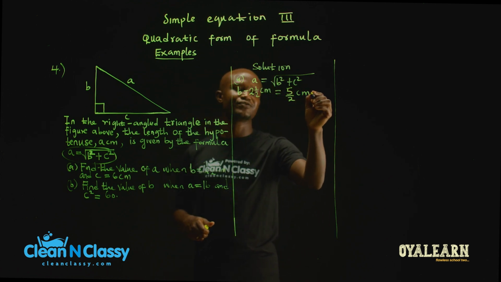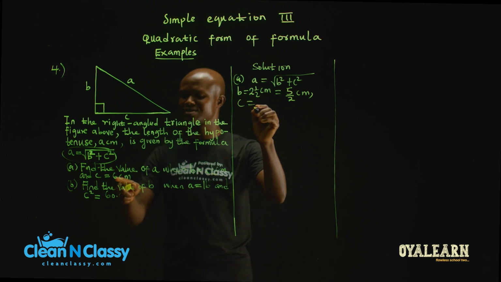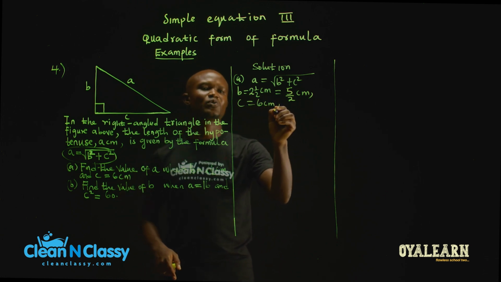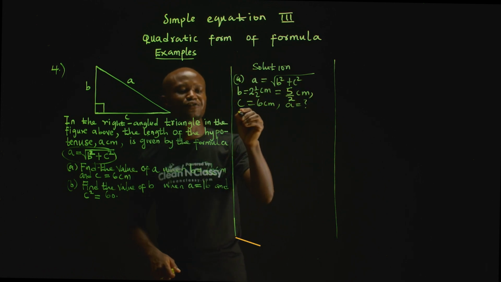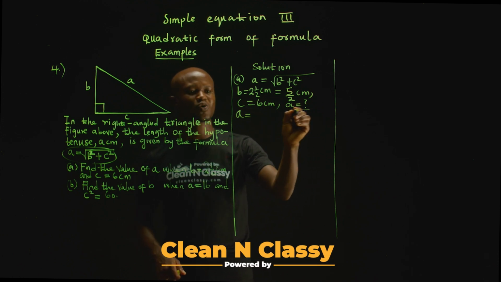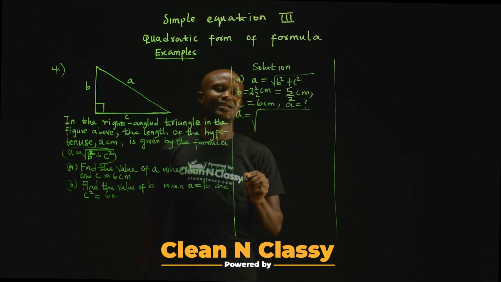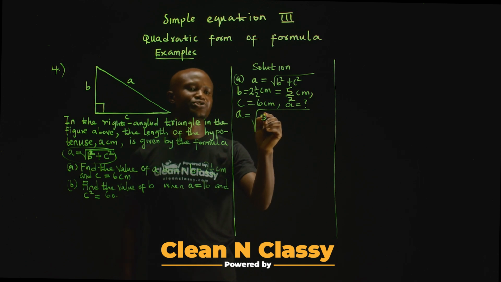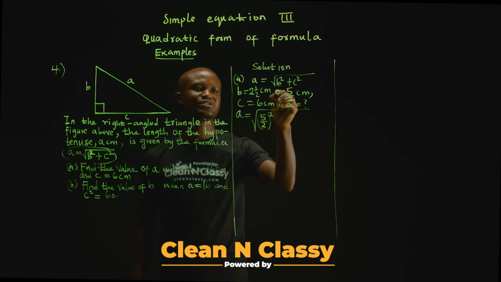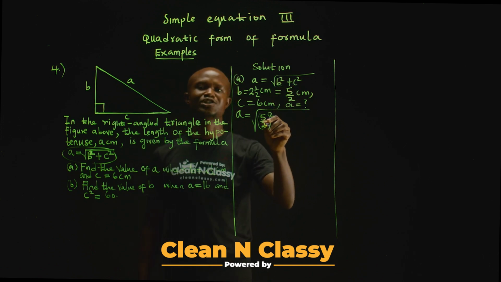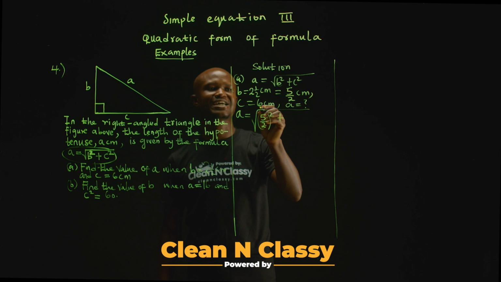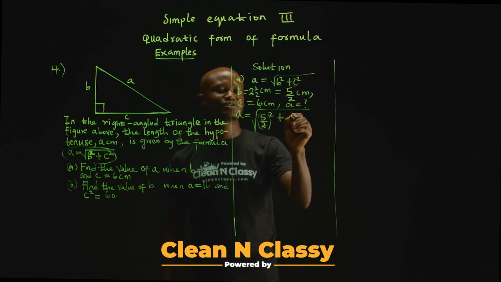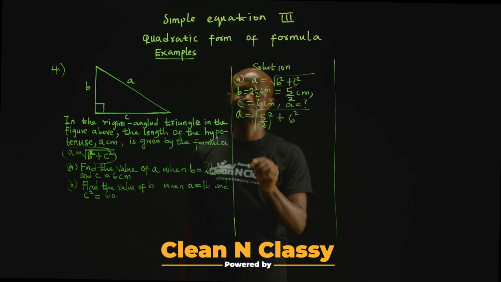Then we are also given c. What is c? c equals 6 centimeter. We are now asked to find a. I'll put a question mark. Now, to find the value of a, a will be equal to the square root of, now what is b? 5 over 2. Anywhere we see b, we put 5 over 2. Then we have the square from here. This is b, so it will turn to 5 over 2. Then c. What is the value of c? 6 centimeter. Anywhere we see c, we put 6. So we have 6 squared now.